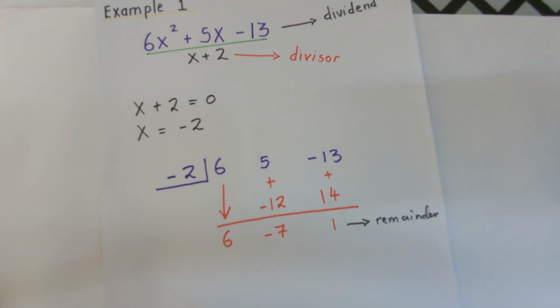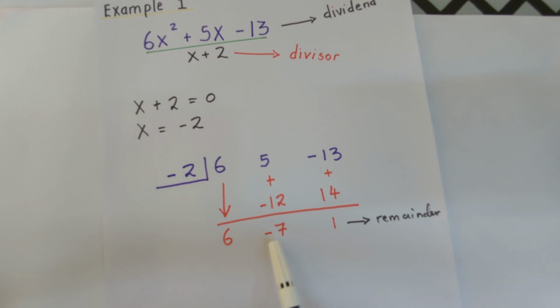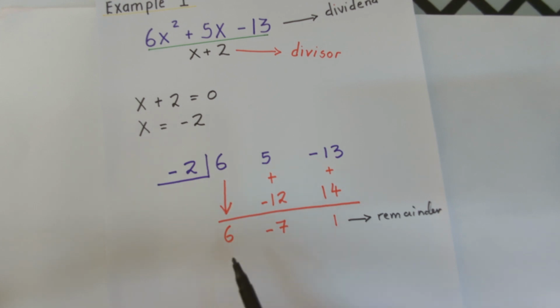So the 1 is our remainder, and what we got here are the coefficients of our variable x in the quotient. So what we got here, 6 and negative 7, are going to be the coefficients of our variable x in our quotient. Now let's go and write our answer.